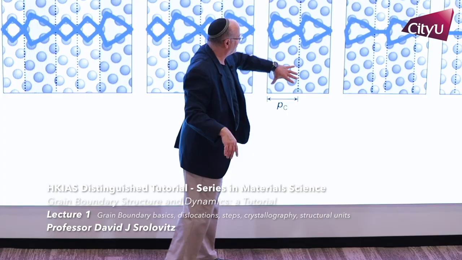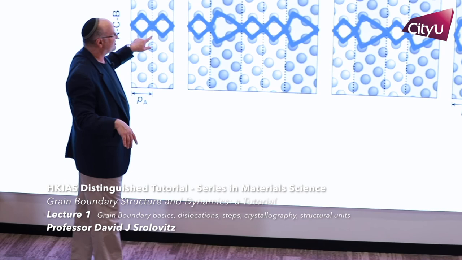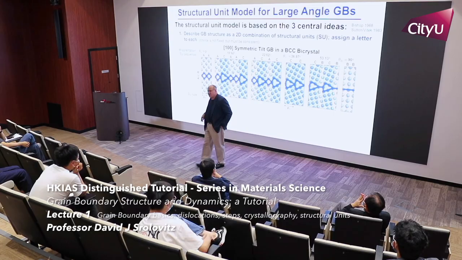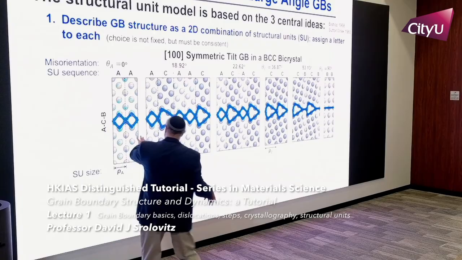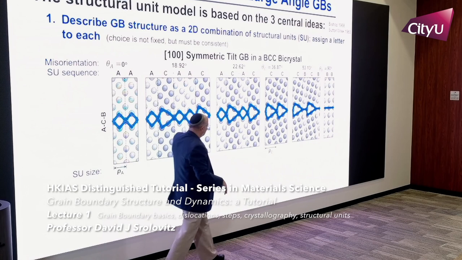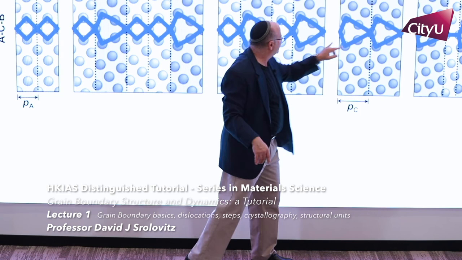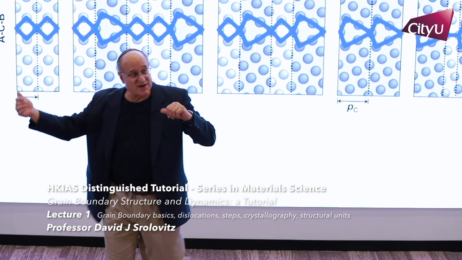The interesting thing I want to point out is if you look between 0 degrees and 36.87 degrees, the structure is just a combination of the units from here, the perfect crystal, and the units from here. I call these units A, call these units C, and this just goes A, C, A, C, etc. It's a one-to-one correspondence of A units and C units.